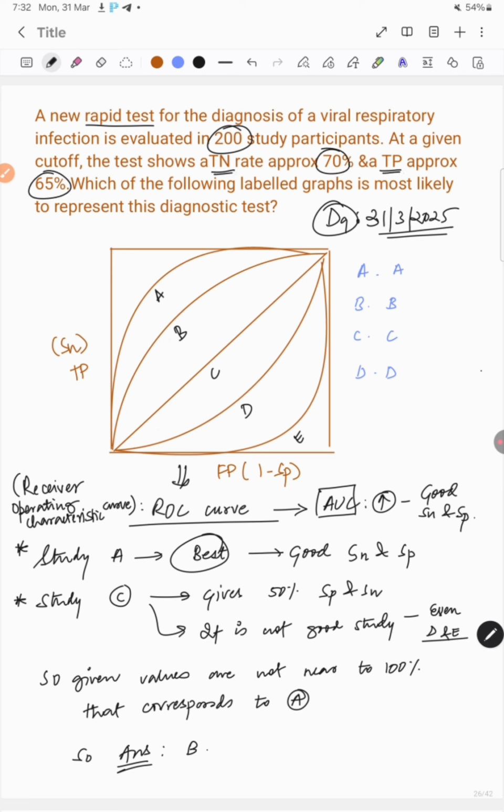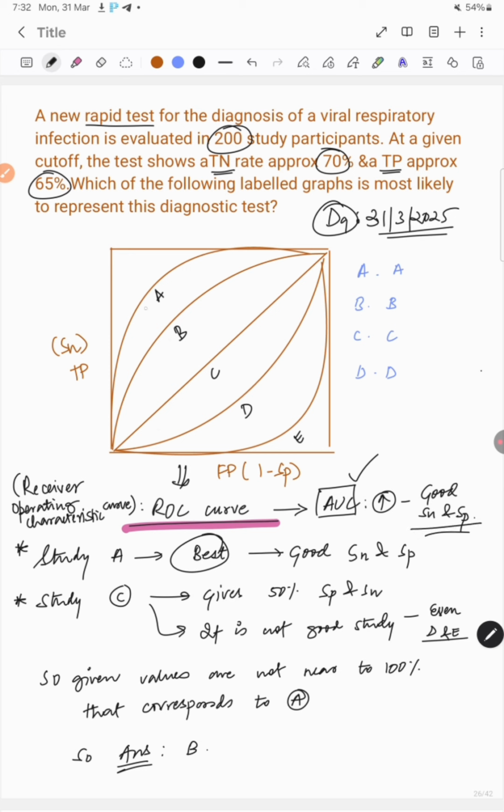The graph is given. The given graph you first have to identify. It is a ROC curve. What is ROC defined as? Receiver operating characteristic curve. It indicates the area under the curve. If the area under the curve is more, it indicates good sensitivity and specificity.